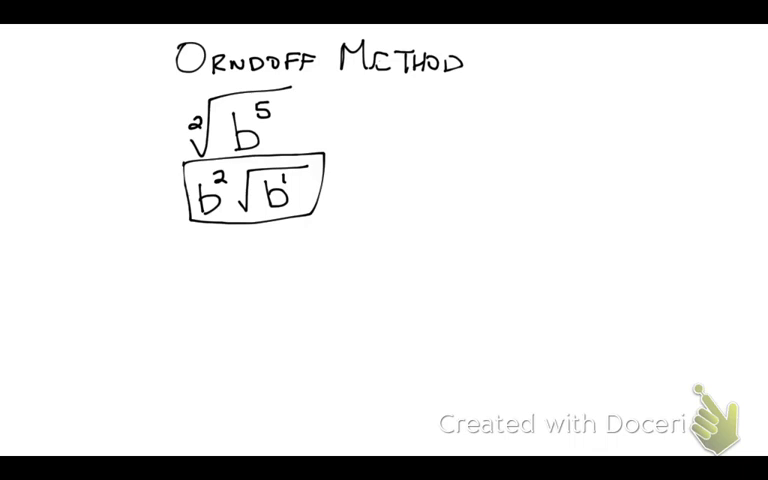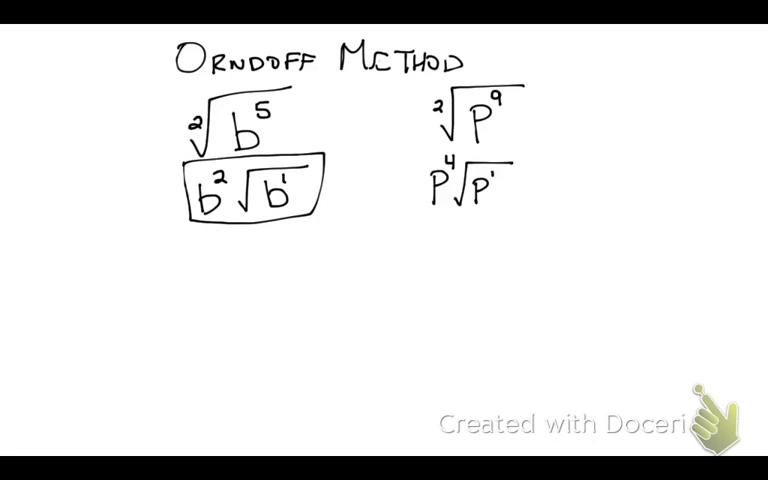Let's try another one. You can use whatever method you want. The square root of p to the ninth. Go ahead and hit pause and try that one yourself. All right, I'm going to do this two different ways. So first I'll do this with the Orndorff method. Well, this is the square root, and 2 goes into 9 4 times. So it'll be p to the fourth on the outside with a 1 left over, so it'll be p to the first on the inside.